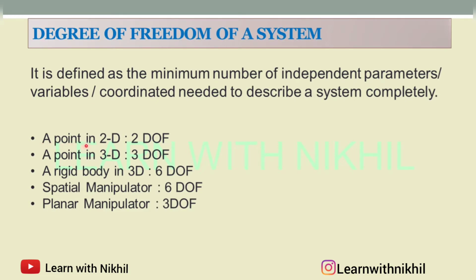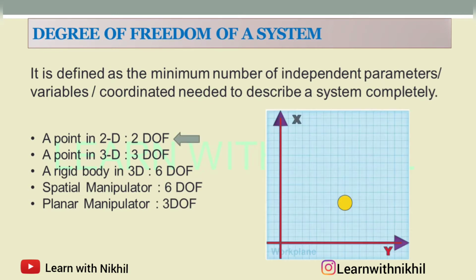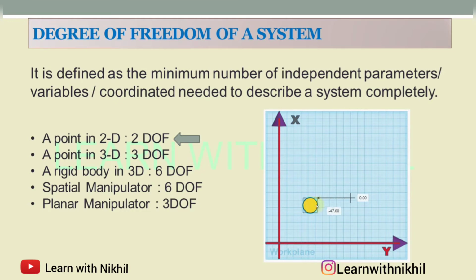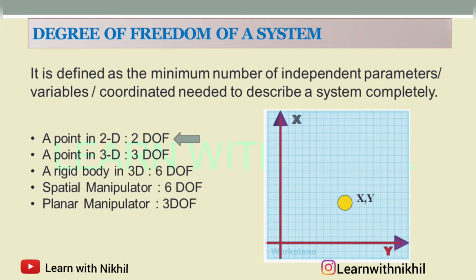If there is a point in two-dimensional, it has 2 degrees of freedom. So let's see. Here you have a point, you have coordinates, x coordinate and y coordinate, and this is in two-dimensional. As you can see, the point is moving in the y direction and in the x direction, in this two-dimensional plane. So the point moving in this two-dimensional plane, that is x and y, has 2 degrees of freedom.